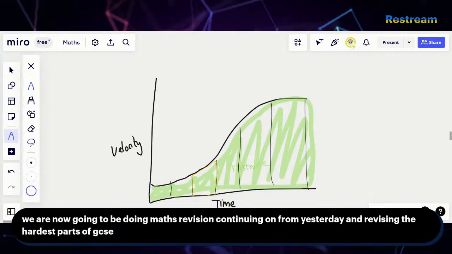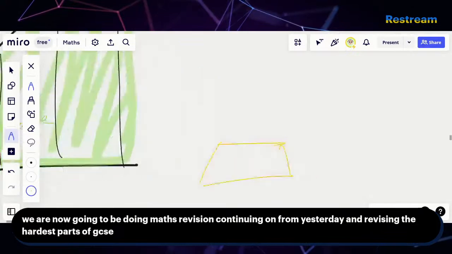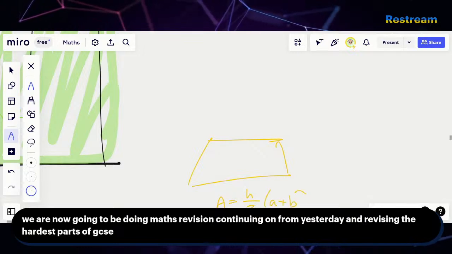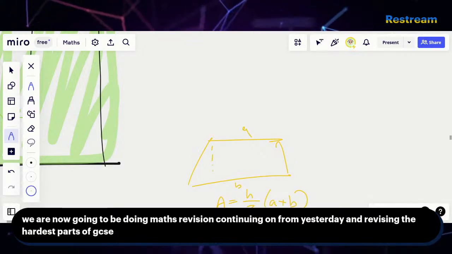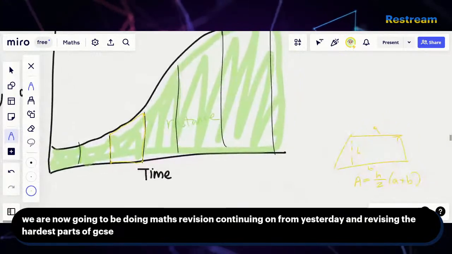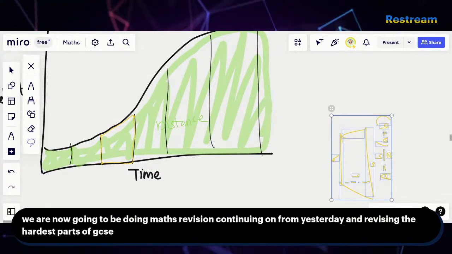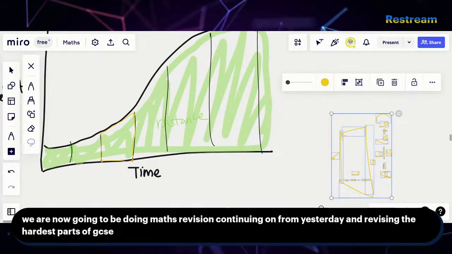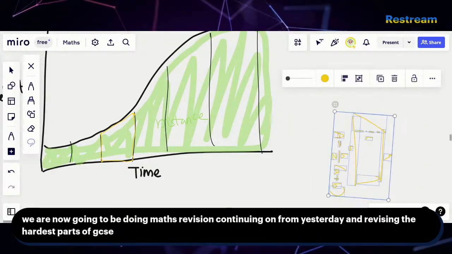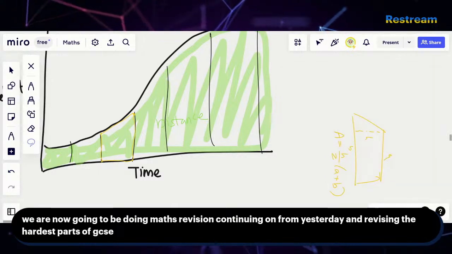And in order to find the total distance, we know that the area of the trapezium is the height divided by 2 multiplied by a plus b, where a is one side and b is the other, and this would be the height here. So in this case, we've got this but turned around, so the trapezium is turned like this, or perhaps the other way. And there's loads of questions on this in GCSE maths.